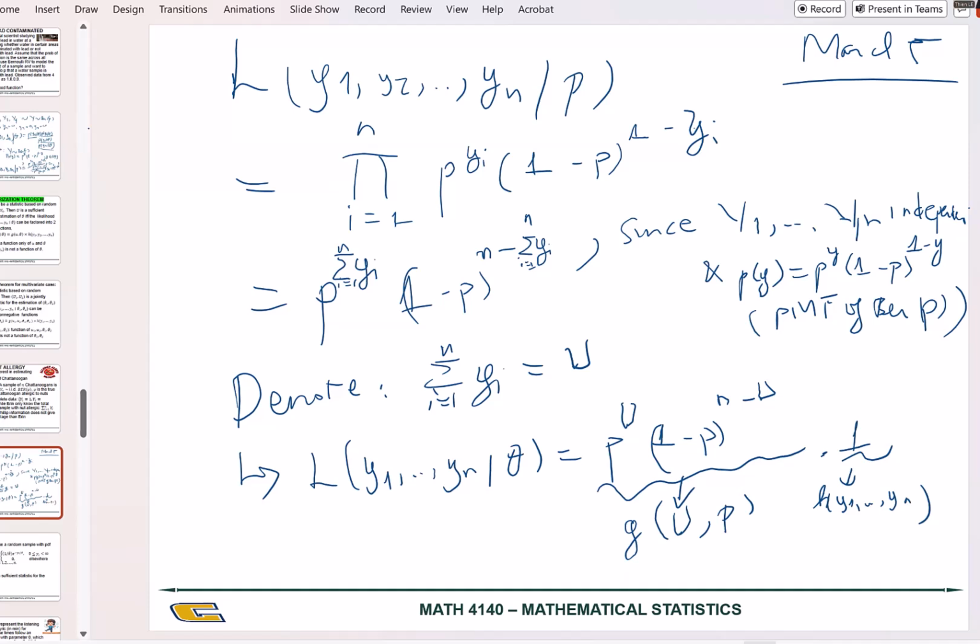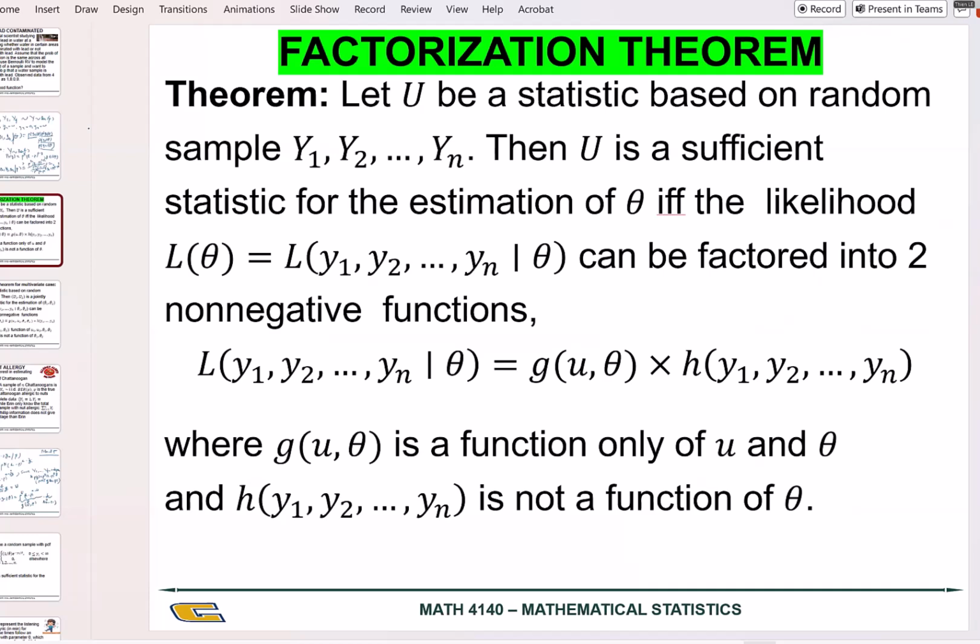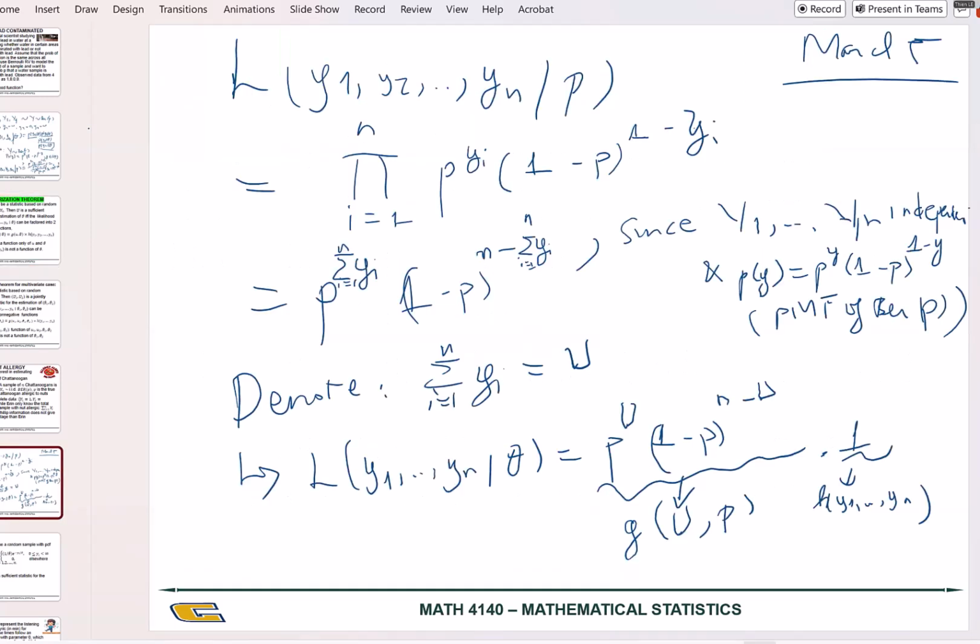Now we apply the factorization theorem. It tells us that if you can factor the likelihood this way, as g of u and theta times h of y1 to yn, where my h here is 1 and this is my u, then u, the sum of yi from 1 to n, is a sufficient statistic of p.